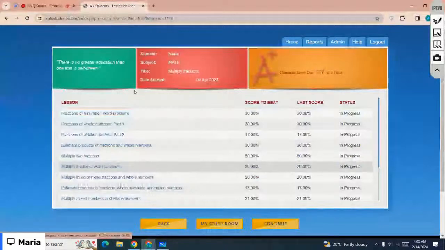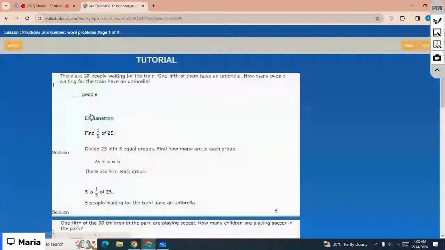Here I am on grade 6 math. The chapter we're going to start with is multiply fractions and the lesson is fractions of a number word problem. There are 25 people waiting for the train. One-fifth of them have an umbrella. How many people waiting for the train have an umbrella? Basically, the total people are 25, right? One-fifth of them have umbrellas. That means you need to calculate one-fifth of 25, right?